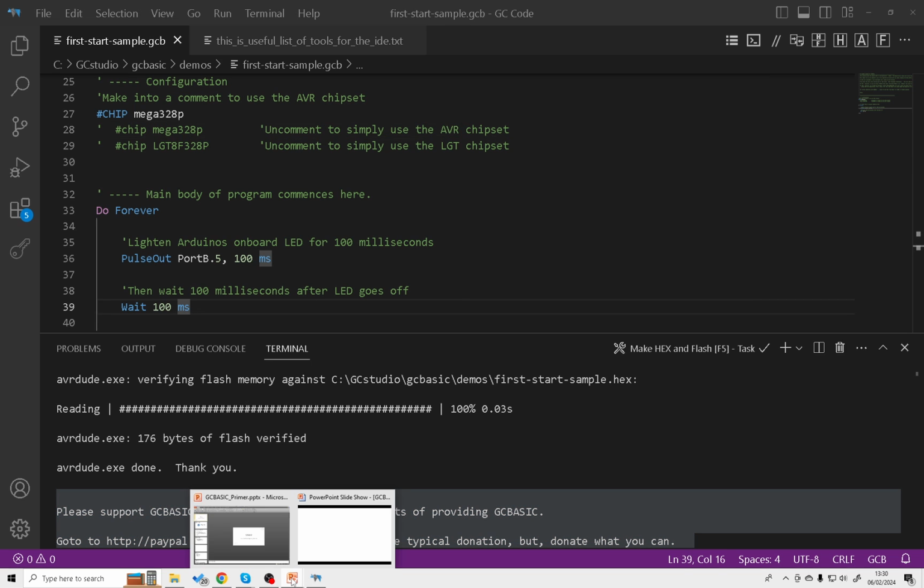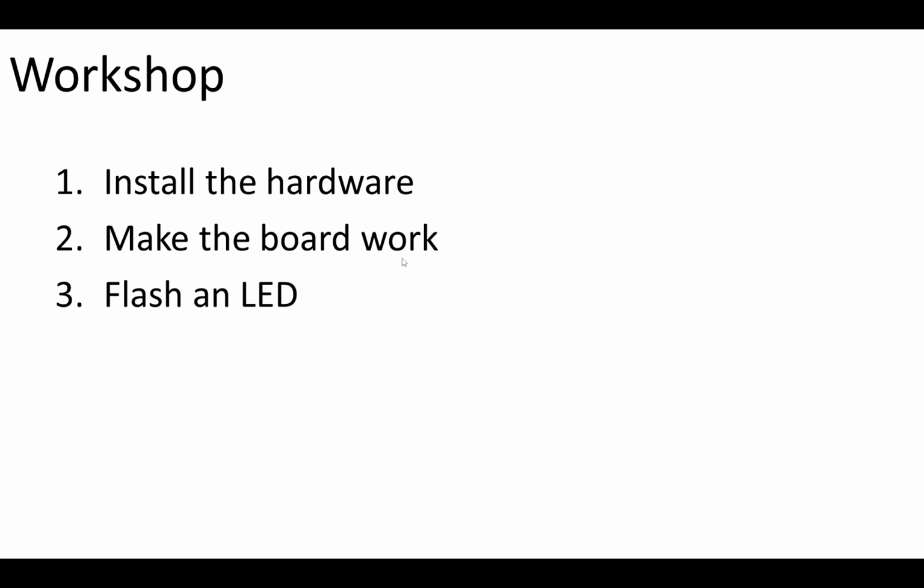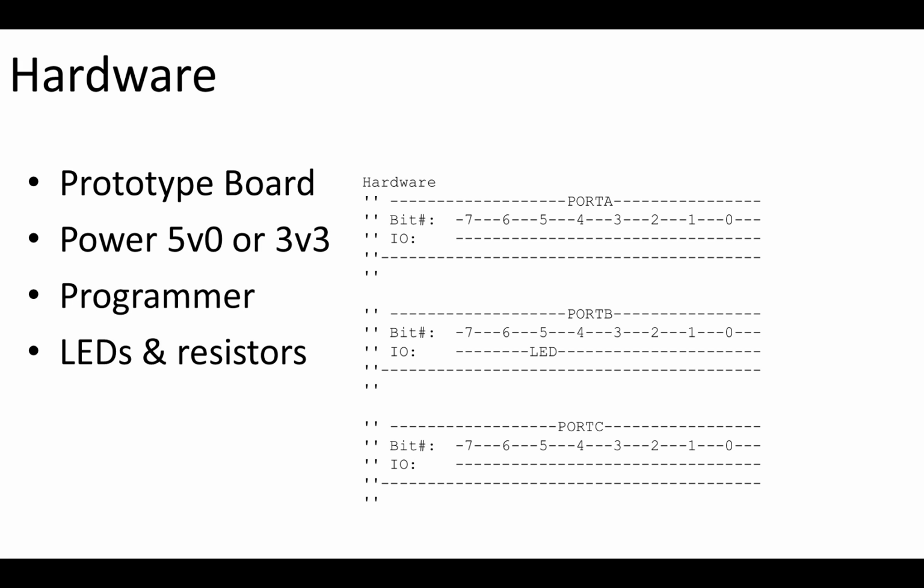So what I wanted to show you was a quick primer. We installed the hardware, we made the board work, and we flashed a LED. We had a prototype board. One was powered to 5 volts, the other powered to 3.3. I don't really care. But our LED was consistently attached to port B.5, hence the program works in both cases. We had a programmer. That programmer needed software. I used a PitKit 2 with PitKit Plus software from www.pitkitplus.co.uk. And of course, both of these boards had LEDs and resistors. But essentially, same program, different interface in terms of programming.